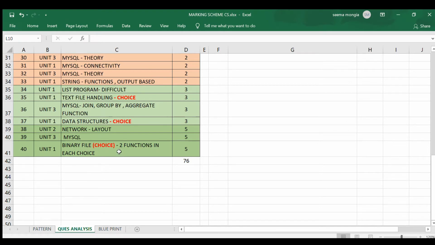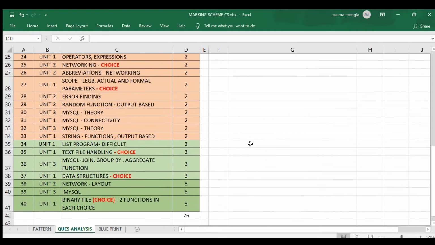The third one is the 5-marker question on binary files. This question will be provided with a choice in which you will be expected to define two functions in each choice. So either you do choice number 1 or choice number 2, whichever choice you are attempting. In both the choices, two functions will be given which you have to define based on binary file handling.